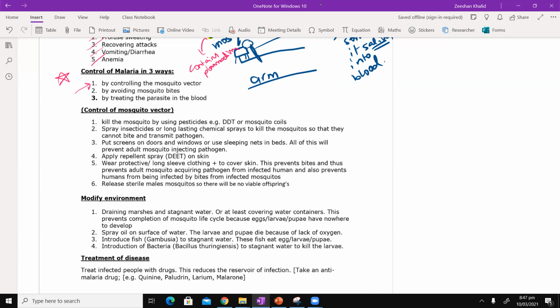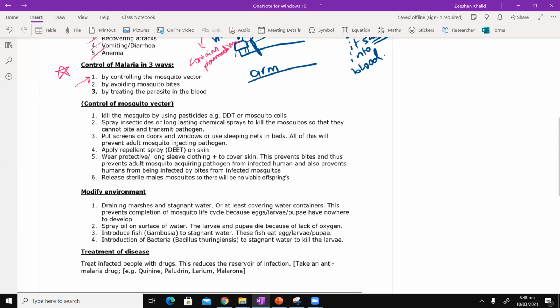Number two, by avoiding mosquito bites. Okay, इसके भी मैं आपको तरीके बताता हूँ. And then number three, of course, by treating the parasite if it's there in the blood. So now let's look at all of these points. Number one, kill the mosquito by using pesticides or DDT. ये जितने mosquito coils हैं, the mosquito sprays and all of that stuff.